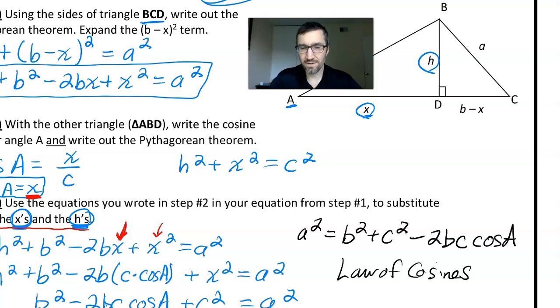In the next video, we will practice using the law of cosines to solve for missing sides and missing angles of non-right triangles.